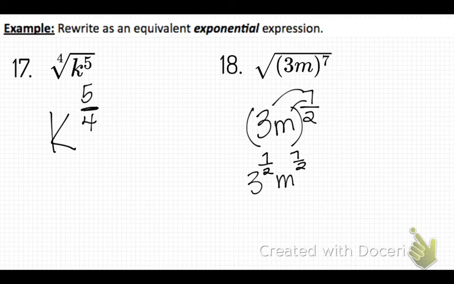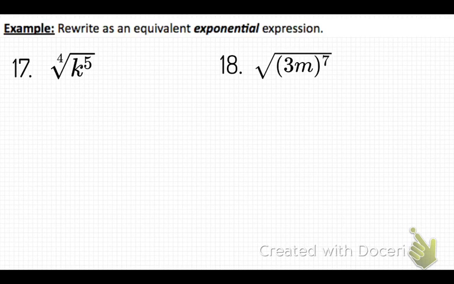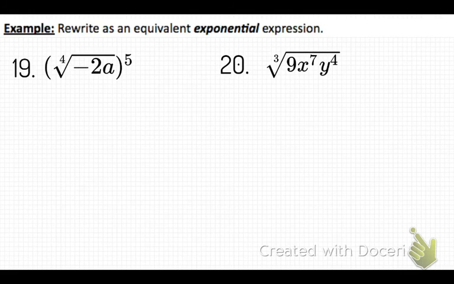Okay. 2 more. Number 19. What's happening with number 19? A lot. Okay, but we're gonna do the same idea. What is inside? What's my base? Negative 2a. And what do I have to do with negative 2a? What do I have to do? Parentheses. Are you all following along? Hello? Yeah. Okay, thank you.